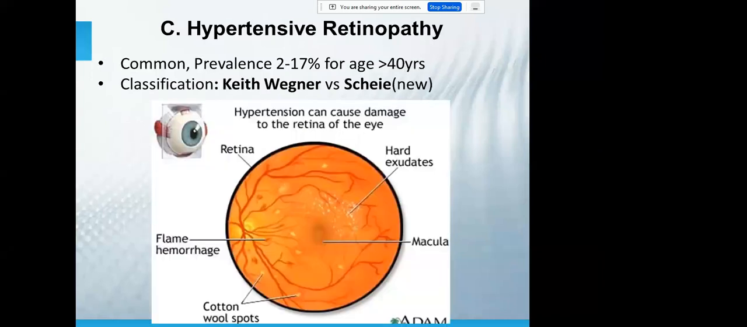Now to your favorite topic, hypertensive retinopathy. This is a common condition in patients above 40 years. We use either the Keith-Wagener or the SKY classification. The SKY classification takes care of the hypertension and the atherosclerosis. Keith-Wagener is the original one, 1958. He described the 4 stages of hypertensive retinopathy.